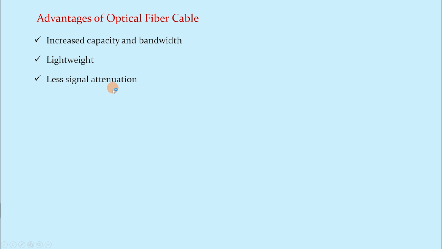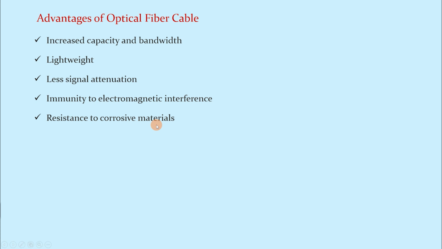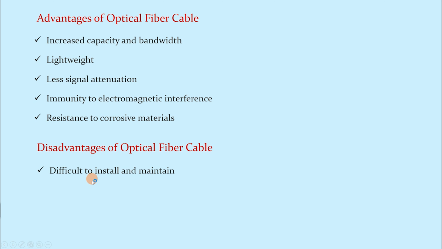Now, advantages of optical fiber cable: increased capacity and bandwidth, lightweight, less signal attenuation, immunity to electromagnetic interference, resistance to corrosive material. Now, disadvantages of optical fiber cable: difficult to install and maintain, high cost. So you can obviously see it has lesser disadvantages but has multiple advantages.